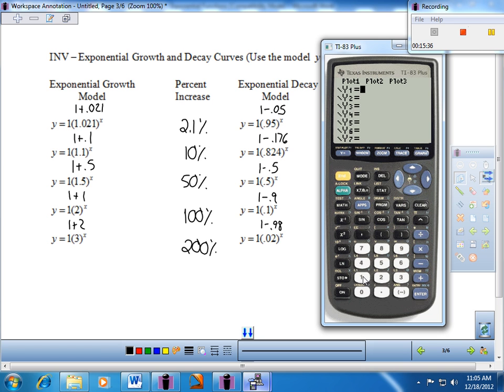And if it's okay with you, instead of writing 1 times for each of these, I can avoid that and just do that b value. So this would be 1.021 raised to the x, and then 1.1 raised to the x. I'll keep going, and if you could actually do it as well, that would be great. 1.5 raised to the x. We've already seen 2 raised to the x. And how about 3 raised to the x?